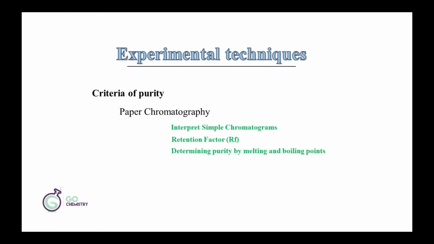Hello again, everyone, and welcome to the second part of the chapter Experimental Techniques for IGCSE Chemistry. In today's video, we will be covering the criteria of purity and talking about paper chromatography. We'll talk a little bit about interpreting simple chromatograms, calculating the retention factor, referred to as Rf, and also determining purity by melting and boiling points.